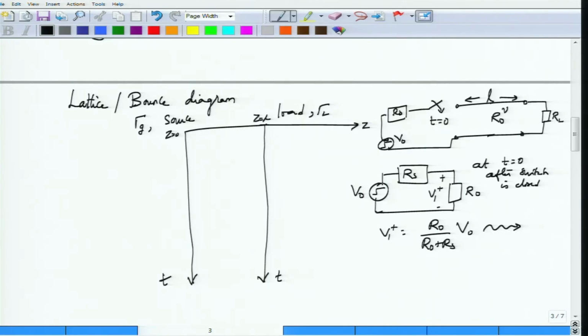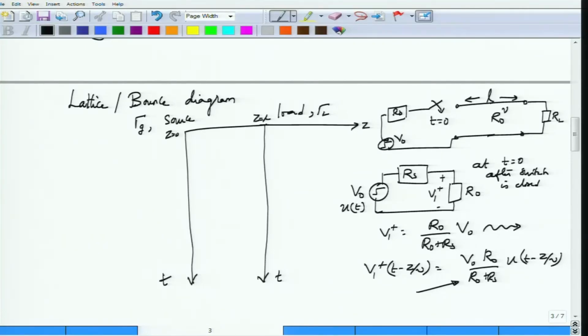Since these step waveforms can be represented mathematically by unit step waveforms u of t, the voltage V1 plus as a function of time is V0 into R0 by R0 plus Rs, u of t minus Z by V. So this is the voltage that is being transported on the transmission line from the source to the load end.